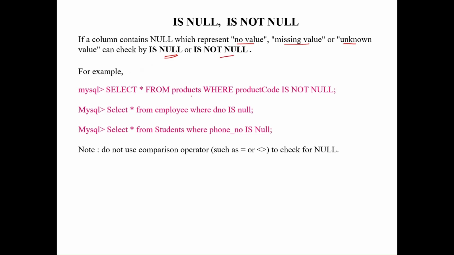If I want to identify all the values which are present in a particular column as a null value, then write down the command as select star from employee, for example, where department is null. Select star from product where product code is not null. When there is not null, you will get the data. If there is a null, then you can get the data. Keep in mind that please do not use the comparison operators equal to or not equal to to check the null value.